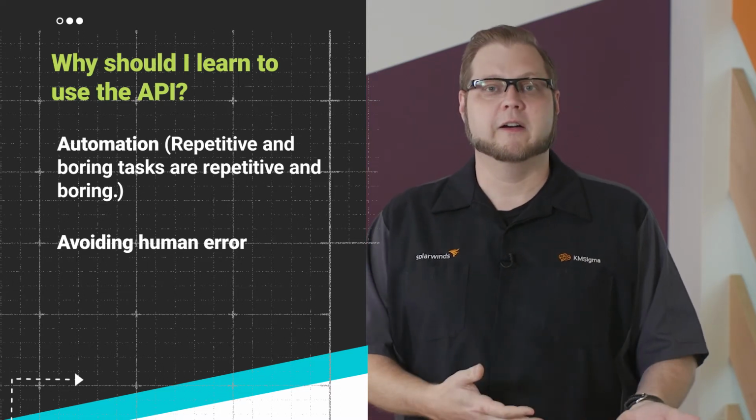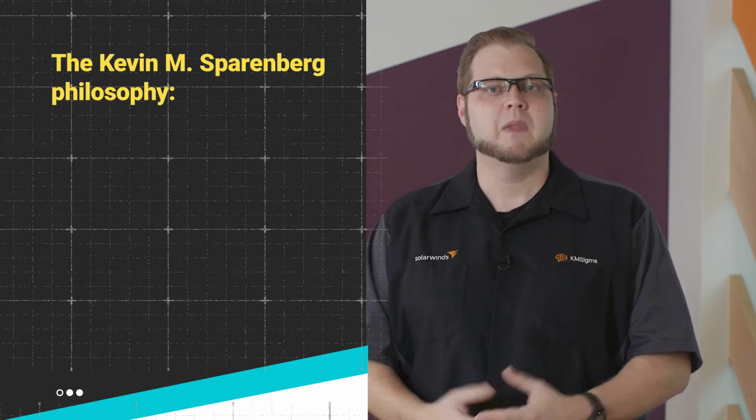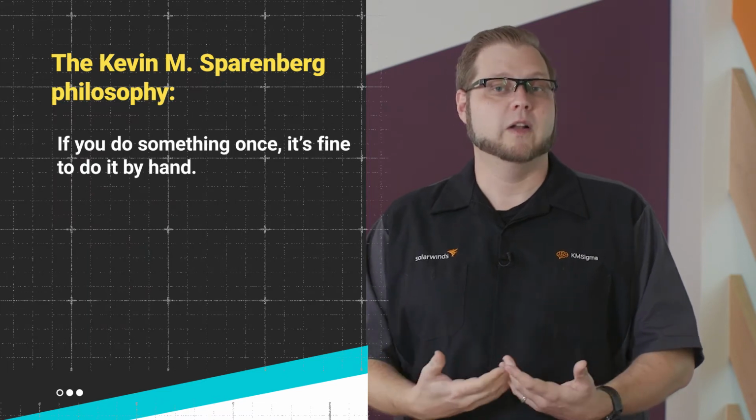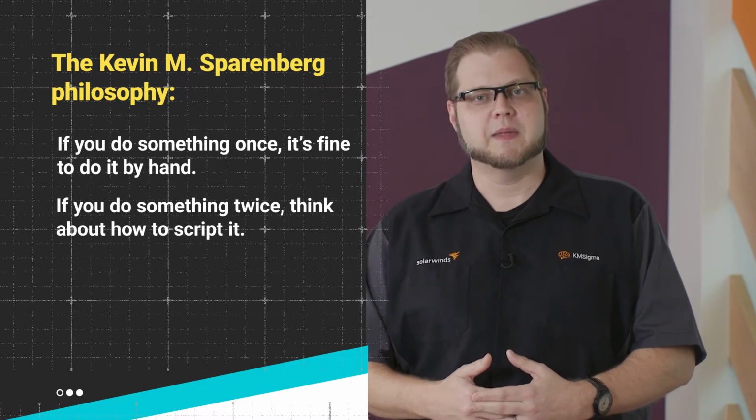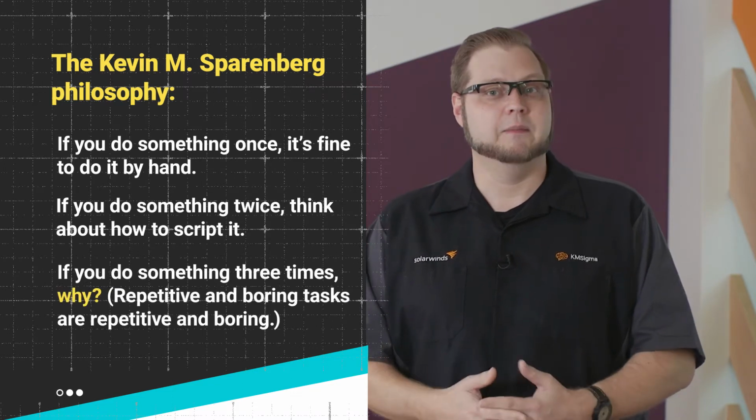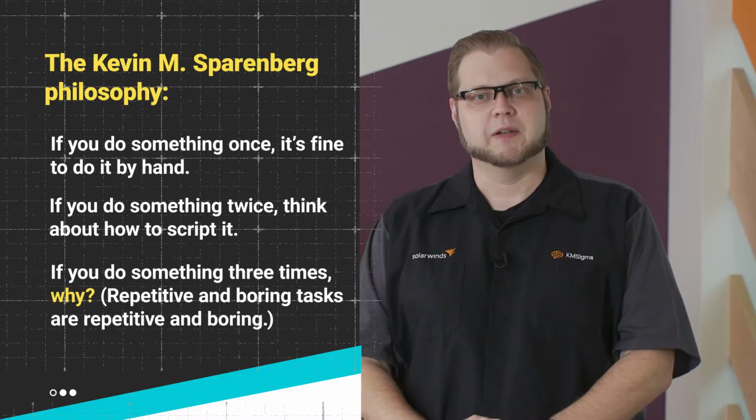One of the things you can do better is think about the way you want to do this. My philosophy is, if you do something once, totally fine to do it by hand. If you do something twice, think about a way to script that out. And if you're doing something 3 times, then why aren't you already working with the script?